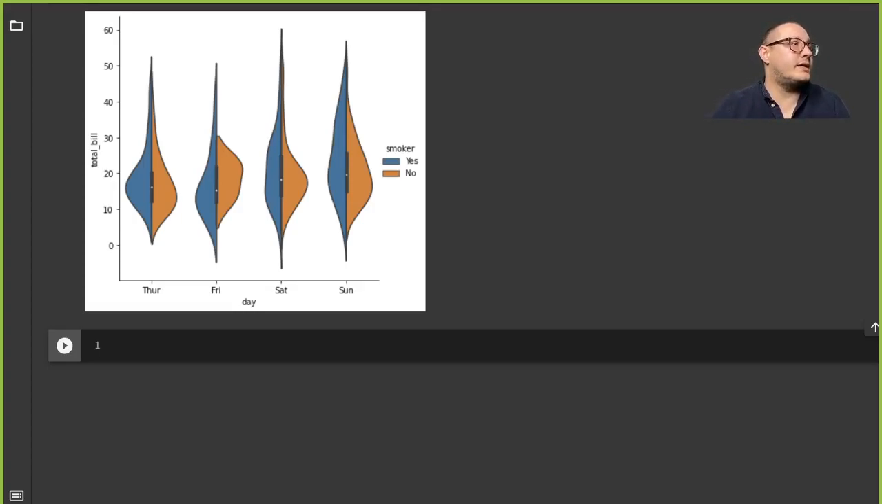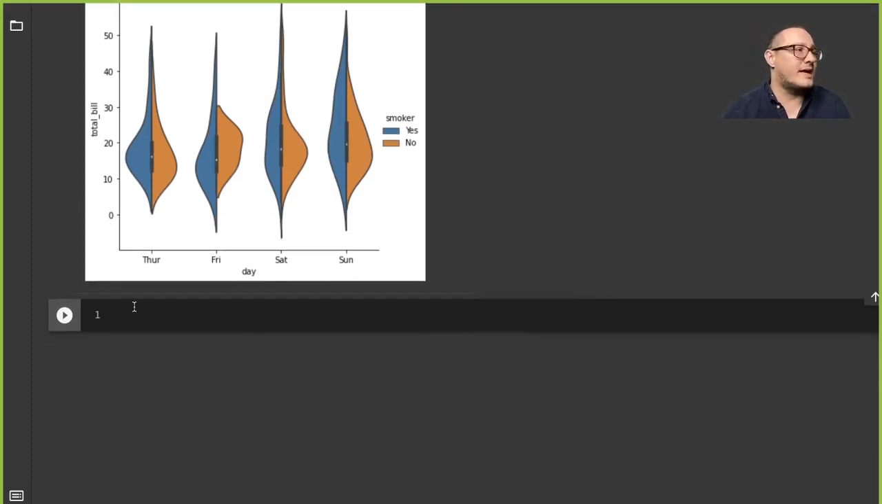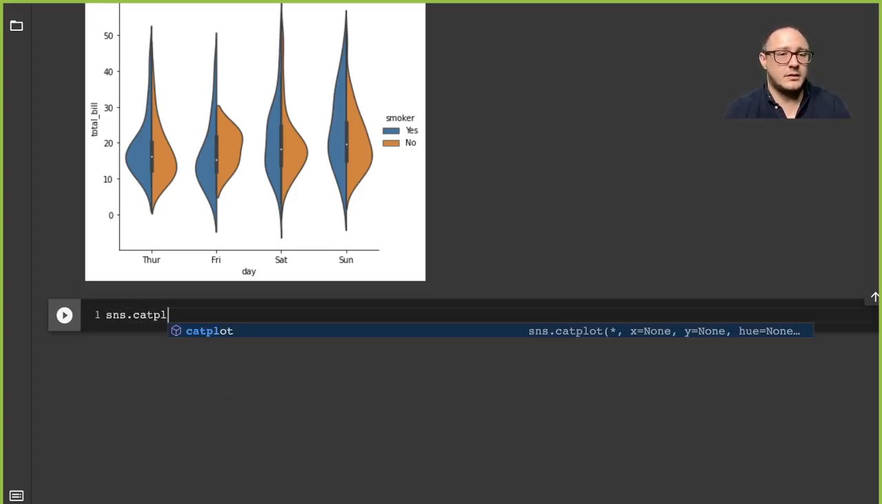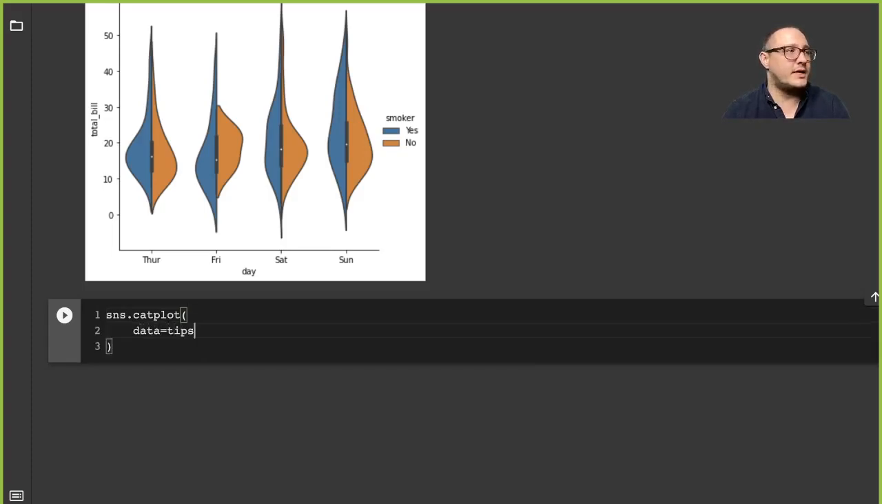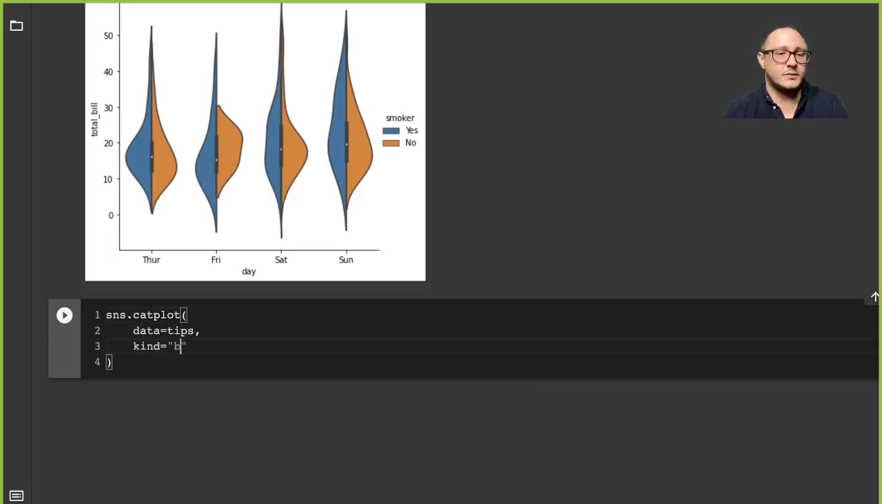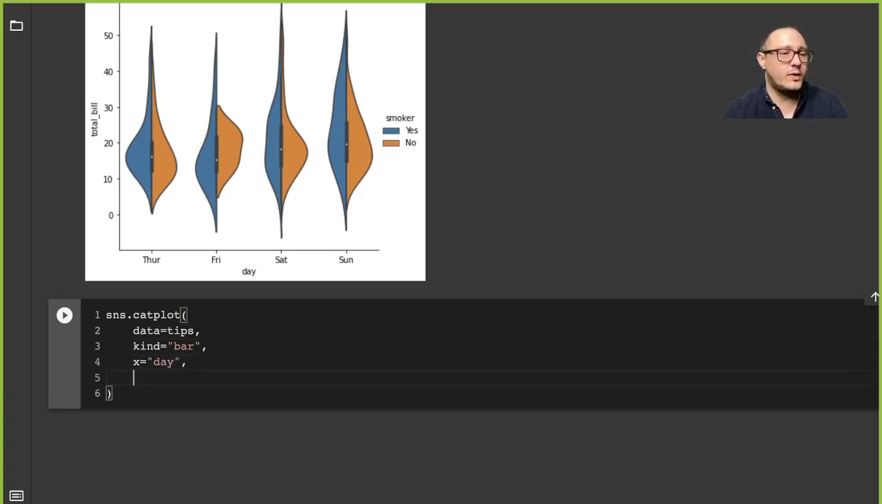Now, we can see, for example, maybe we want to see the confidence intervals and look at something that's a little bit more nested. So let's look at a bar plot, catplot here, and we want data is our tips data, kind is equal to bar, X is going to be day because we want our days of the week, Y is going to be the total bill again.